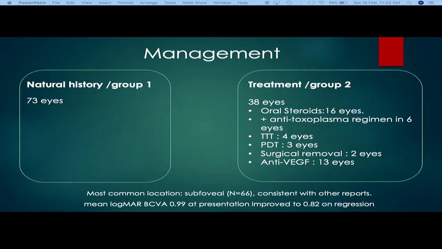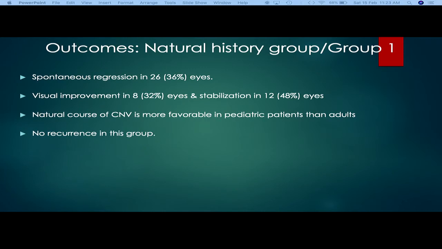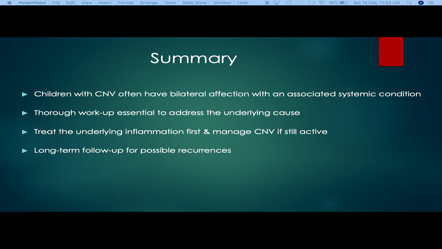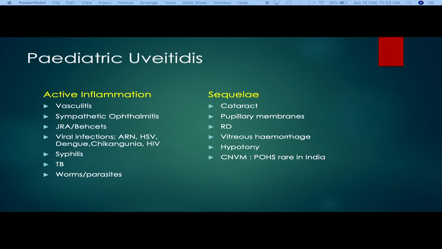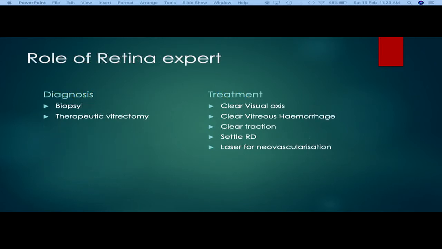So coming to the management, the spontaneous resolution is often seen, and the natural history is good, and visual improvement occurs in 32% of eyes and stabilizes in 48%. So children with CNV often have bilateral affection, and they come when the CNVM is subfoveal with accompanying inflammation. So pediatric uveitis, Dr. Biswas has covered well and extensively. So I'll be dealing with the medical management and the surgical management from the VR perspective.